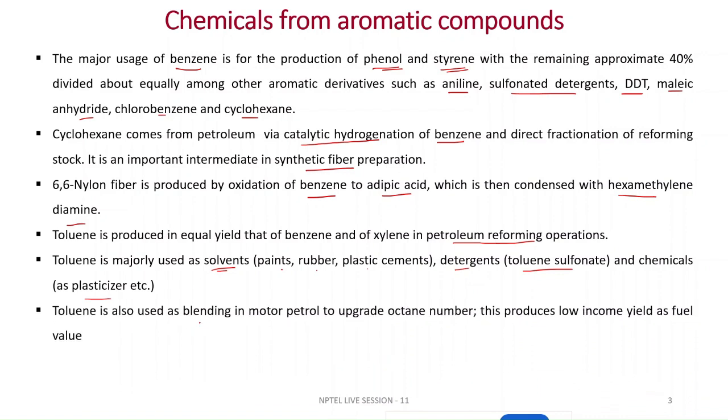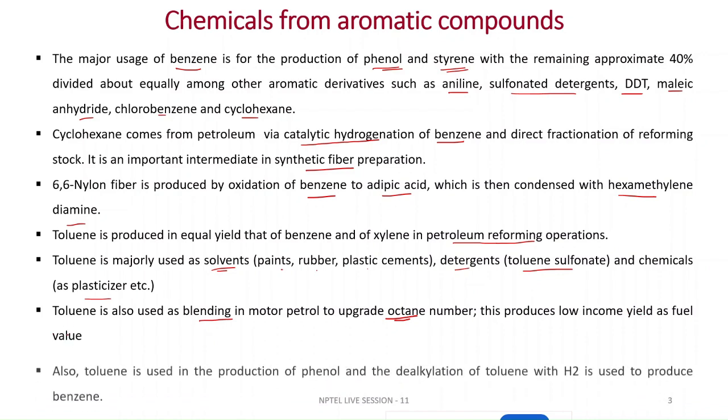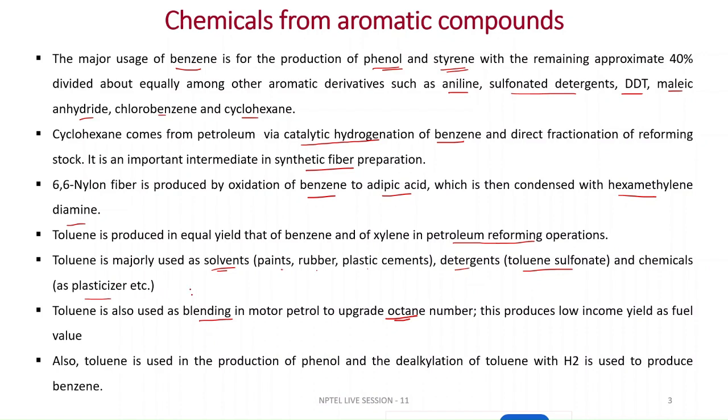Toluene is also used as a blending material in motor petrol to upgrade the octane number and reduce the knocking property, and this produces a low-income yield as fuel value. Also, toluene is used in the production of phenol, and the dealkylation process of toluene with hydrogen is used to produce benzene. So, from toluene, we can also produce benzene by the dealkylation process with hydrogen.